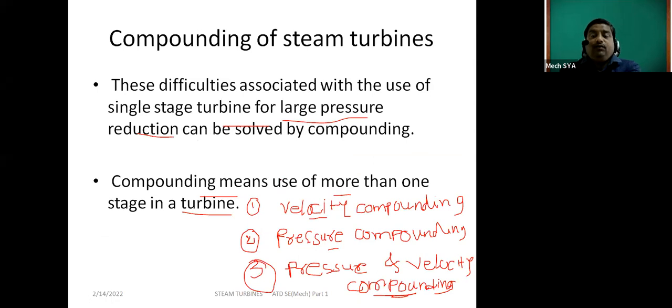For that, we have to absorb some of the energy of the steam during the stages, and for that we go for more than one stage in the case of compounding. Our purpose is to absorb velocity, or pressure, or both. Depending on which parameters we are absorbing, compounding is of three types: velocity compounding, pressure compounding, and pressure-velocity compounding.